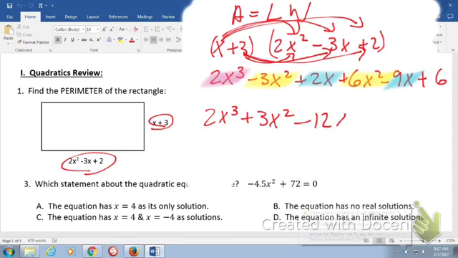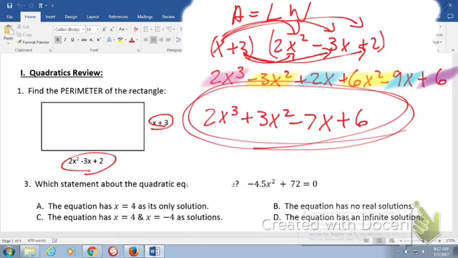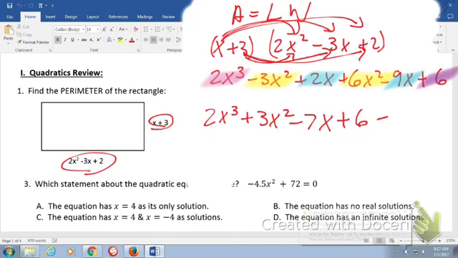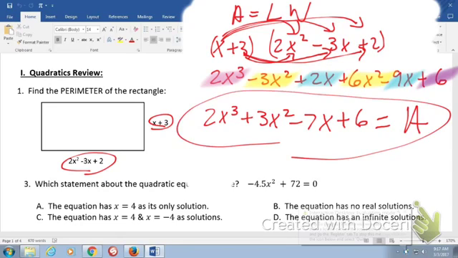Whoop, I was adding the wrong one. Never mind. So I'm adding this and I'm adding this. Made a mistake. So it's going to be a negative 7x. And the last one should be just a 6. So if we just add the 6, we just have plus 6. So this right here should be equal to the area of this rectangle. Alrighty, go on to the next problem.